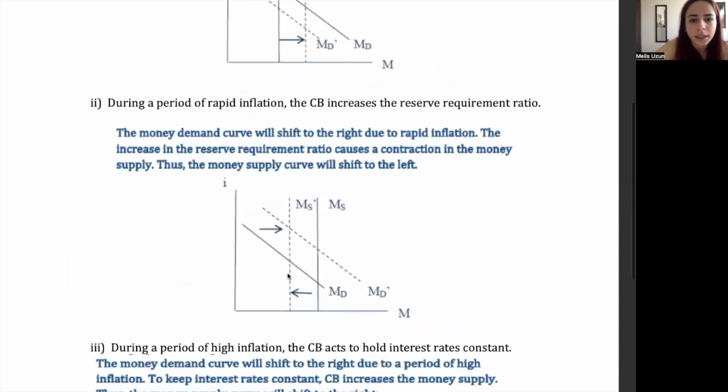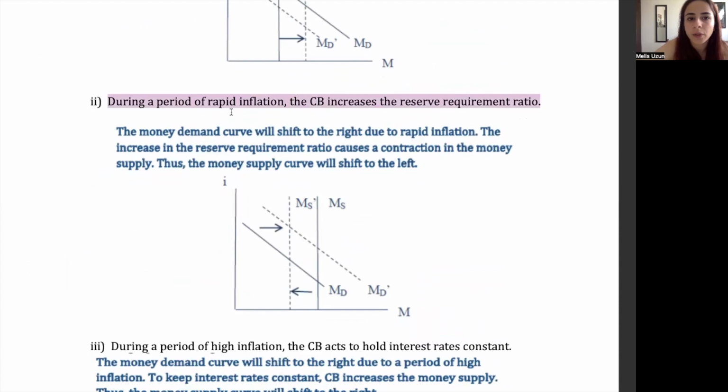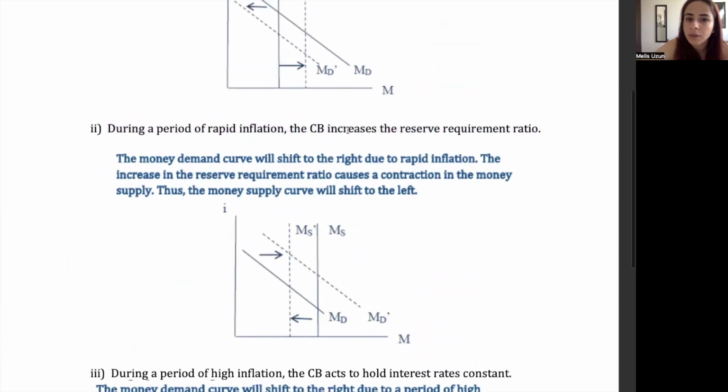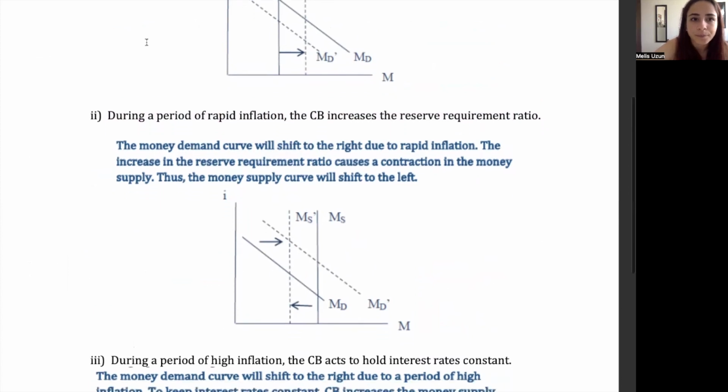The second question asks us: during a period of rapid inflation, the central bank increases the reserve requirement ratio. So there's inflation, and the central bank increases the reserve requirement ratio. Let's look. When there is rapid inflation, the money demand curve will shift to the right. So our money demand curve was this one. It will shift to the right. So the new money demand curve is this.